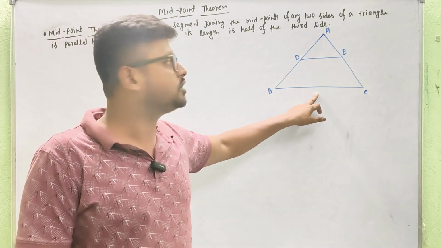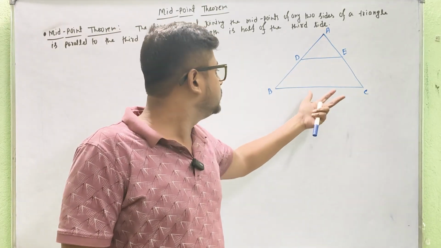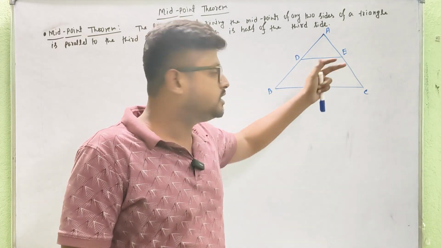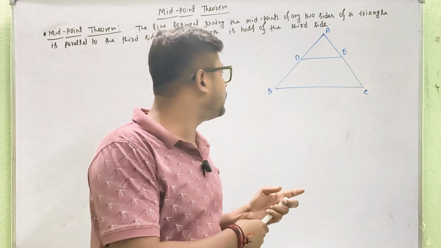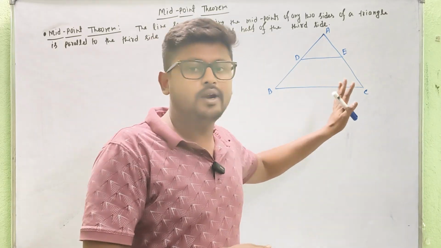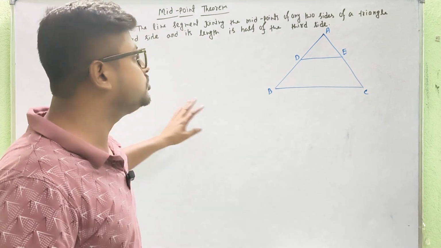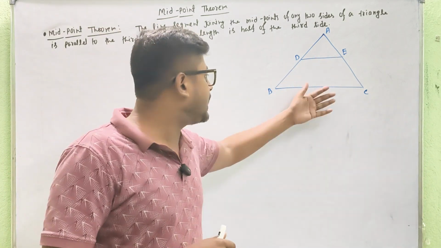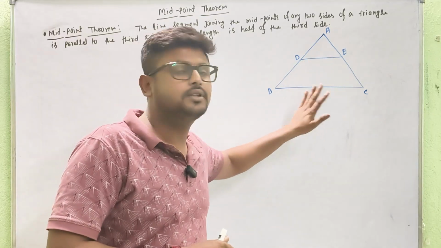Why is it the third side? Because the sides AB and AC are already taken, so this is the third side. So the line segment DE is parallel to the third side BC and its length is half of the third side BC. So what is the midpoint theorem? The midpoint theorem states that the line segment joining the midpoints of any two sides of a triangle is parallel to the third side and its length is half of the third side.